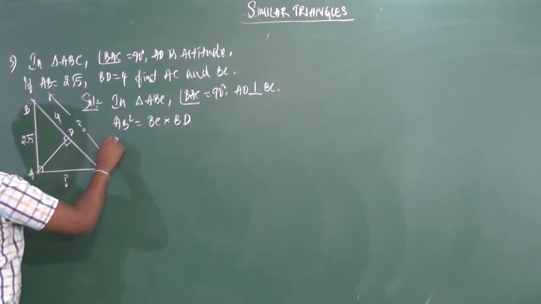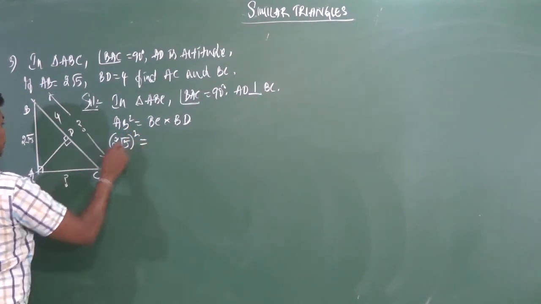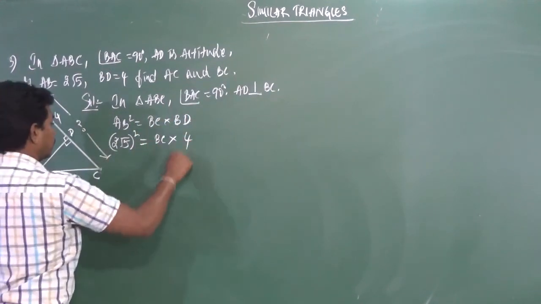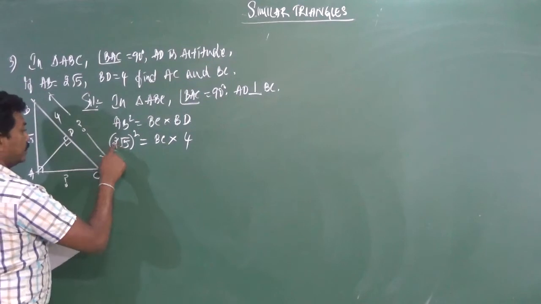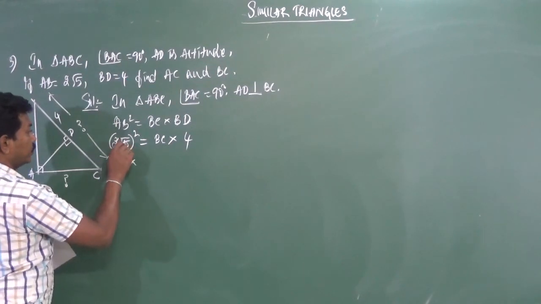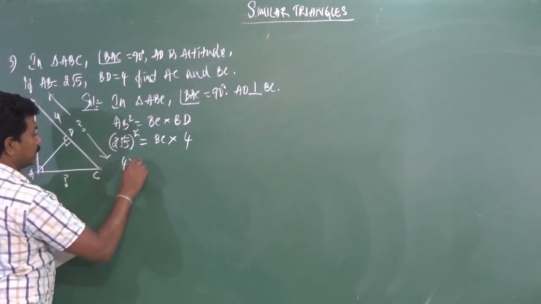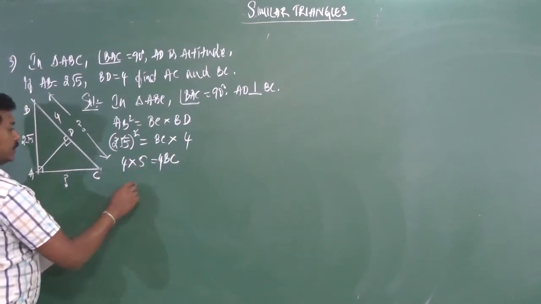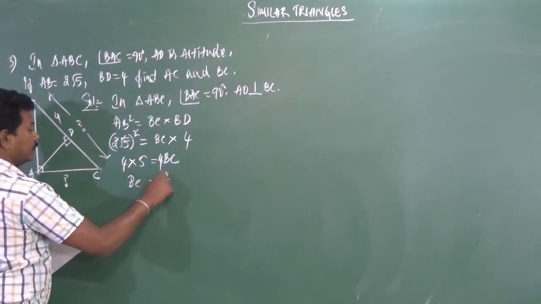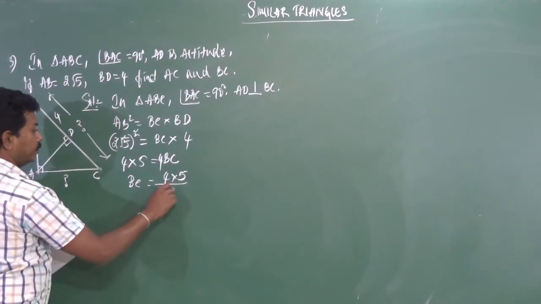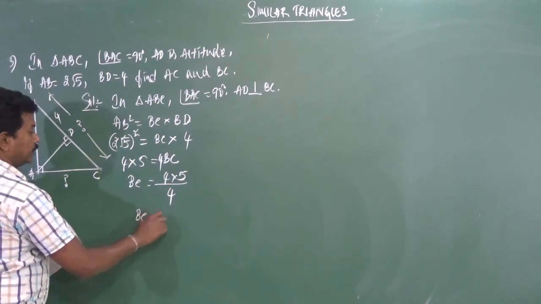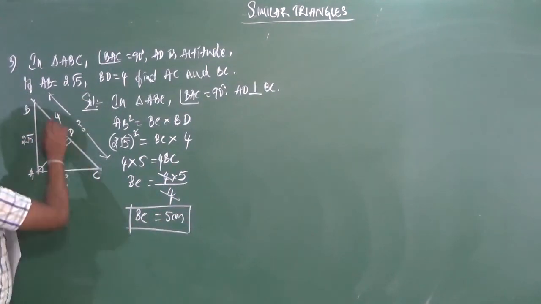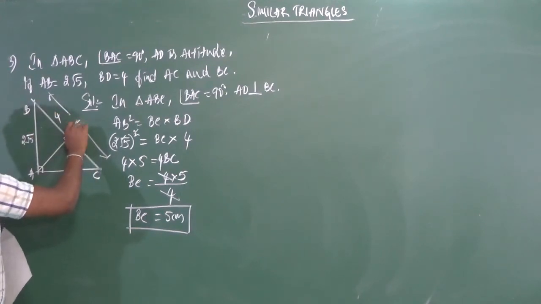AB square, which is 2 root 5 whole square, is equal to BC, we do not know the value, into BD. BD is 4. This square applies for 2 as well as root 5. So 2 square is 4, and root 5 whole square, square and root symbol cancel, so 5 remains. So it becomes 4 BC equals 20. So BC is equal to 4 into 5 by 4, and 4 and 4 cancel. So BC is 5 centimeters. So what is the length of BC here? It is 5 centimeters.